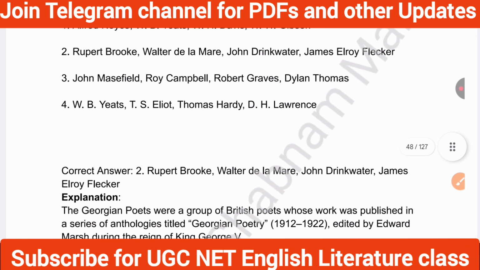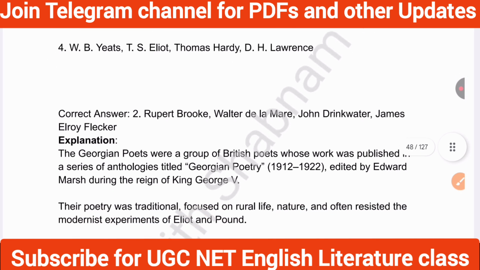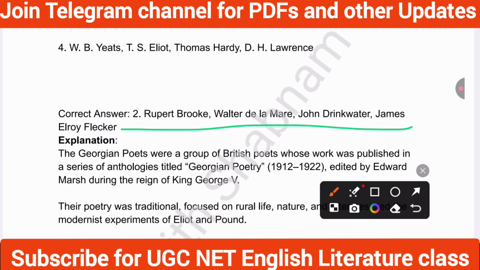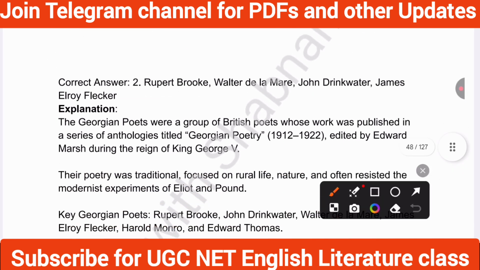So here were the options: Robert Brooke, Walter de la Mare, the Georgian poets. Option 2 was the correct one. Georgian poets were a group of British poets whose work was published in a series of anthologies titled Georgian Poetry, around 1910 to 1922, edited by Edward Marsh during the reign of King George. Their poetry was traditional, focused on rural life and nature, and often resisted the modernist experiments of Eliot and Pound. So you can remember this, or you can watch the video on the Georgian and Edwardian age.